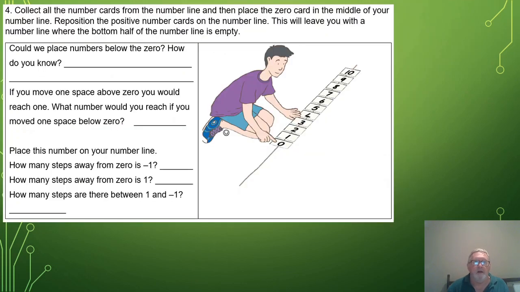All right, I want you to gather up your cards now. And I want you to reposition it so that the 0 is in the middle of the number line, so that you've got room below that. Okay, and we'll have the bottom half of the number line empty. So pause the video while you do that.